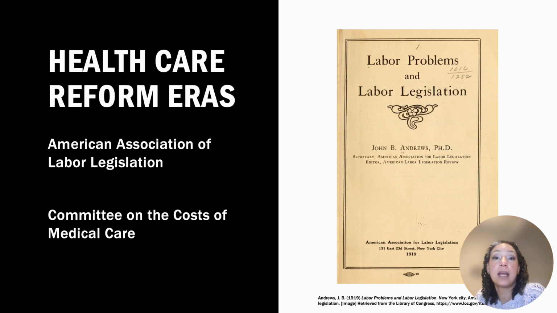Number 4, shifting the emphasis from cure to prevention. By the way, that's my world, prevention. Number 5, allowing for the selection of competent practitioners. And 6, providing adequate payment to practitioners and agencies. The American Medical Association did not like these recommendations. They published a statement calling the recommendation and the committee socialist and anti-American.